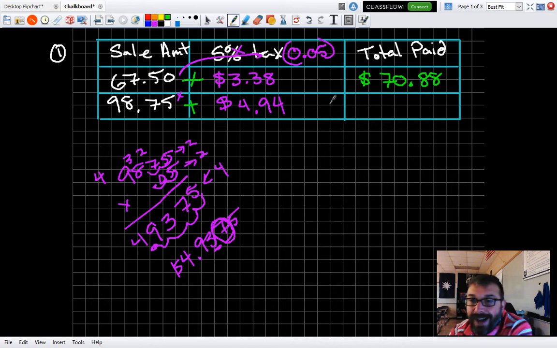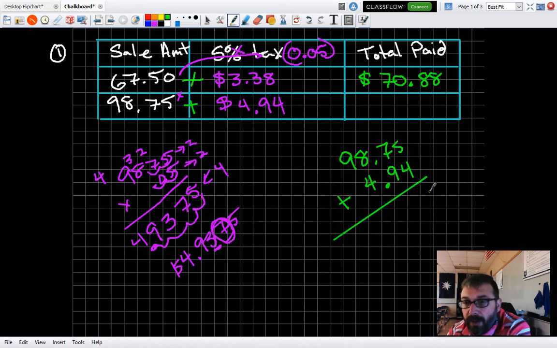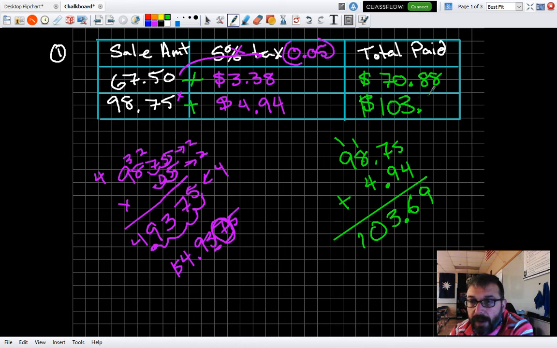Okay, now I'm back to the easy part. All I got to do is add 98.75 plus $4.94. 4 plus 5, 9. 9 plus 7 is 16. Carry the 1. 1 plus 4 is 5 plus 8 would be 13. Carry the 1. 1 plus 9 is 10. So my total paid will be $103.69.